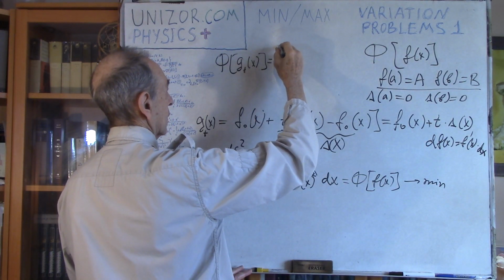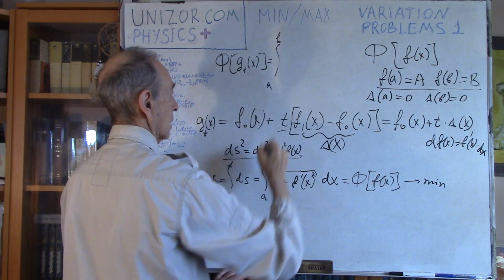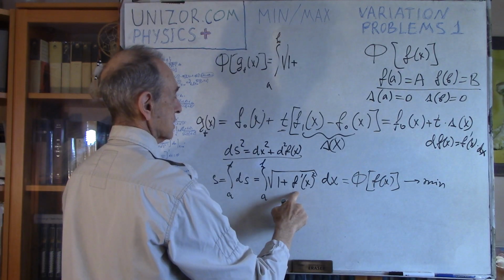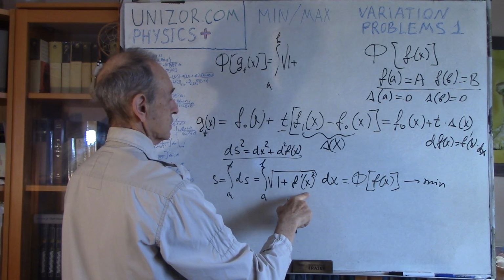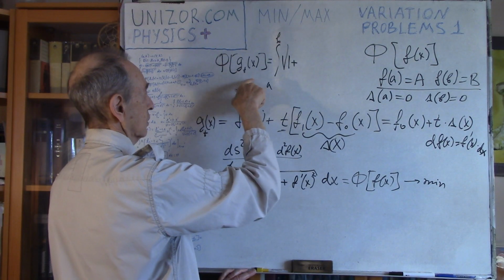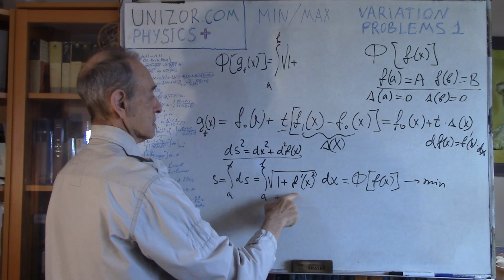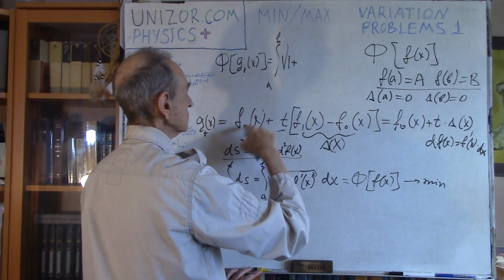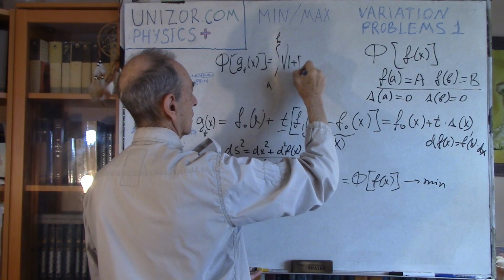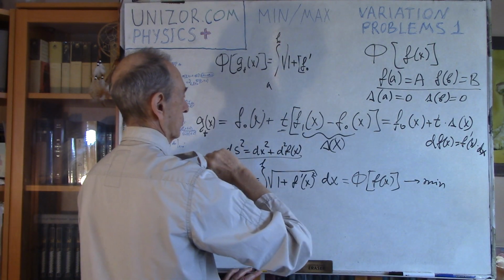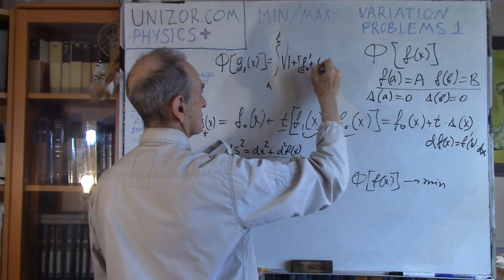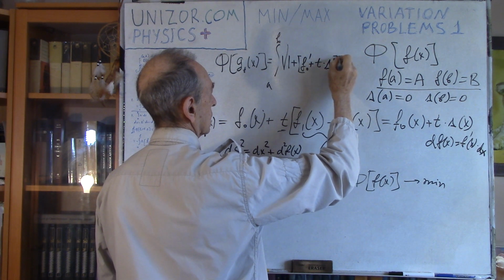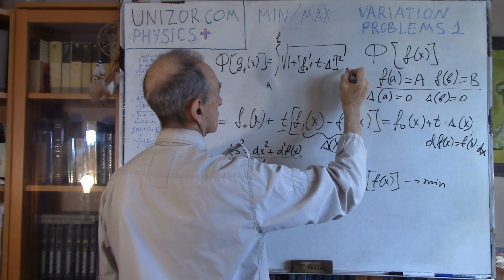Alright, so it will be the integral from a to b of the square root of 1 plus, so instead of f prime, the derivative of f, we have to put the derivative of g of x. Derivative means by x, obviously. t is a parameter. So it would be 1 plus (f0 prime plus t delta prime) squared, root, and dx.